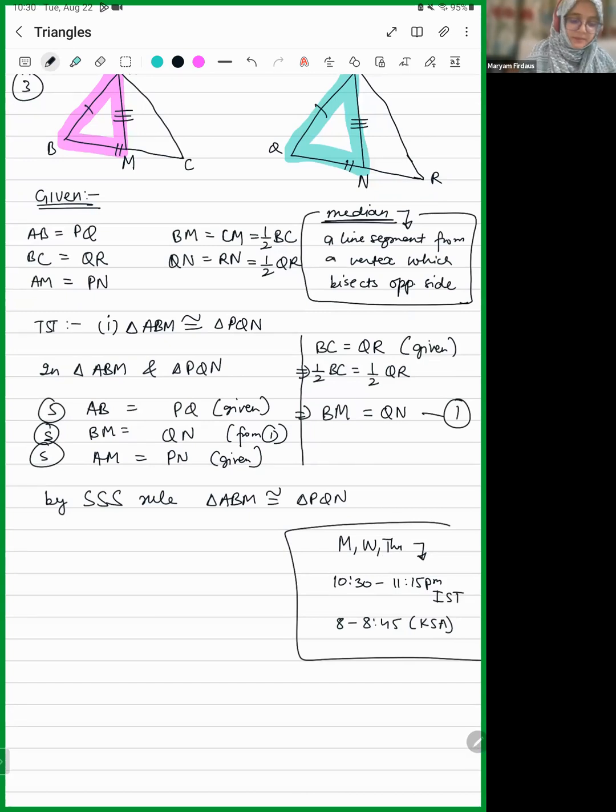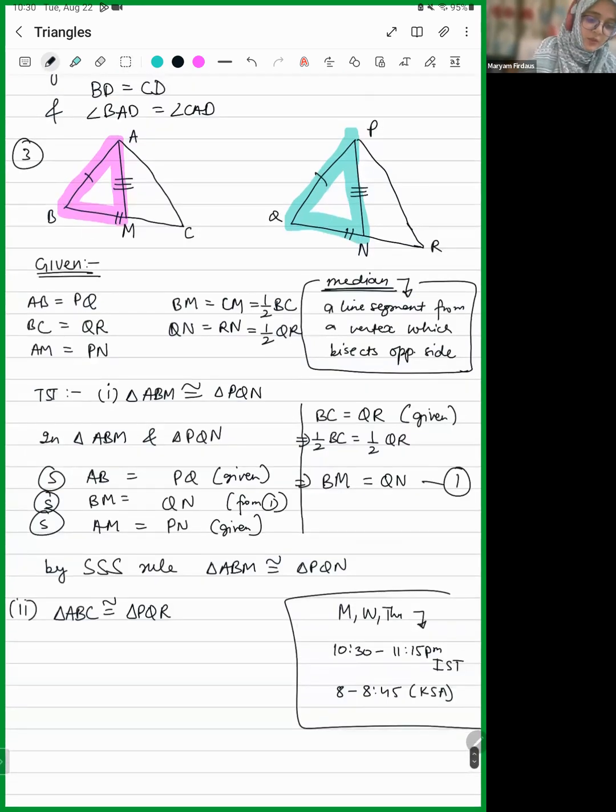Yes, second part. Triangle ABC is congruent to triangle PQR. Which two triangles do we have to show as congruent? This and this. Who will tell me how to do it?